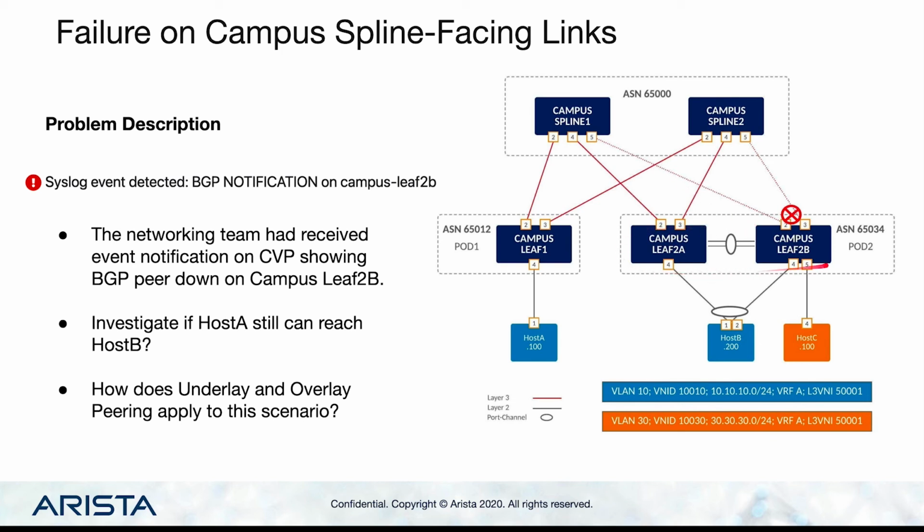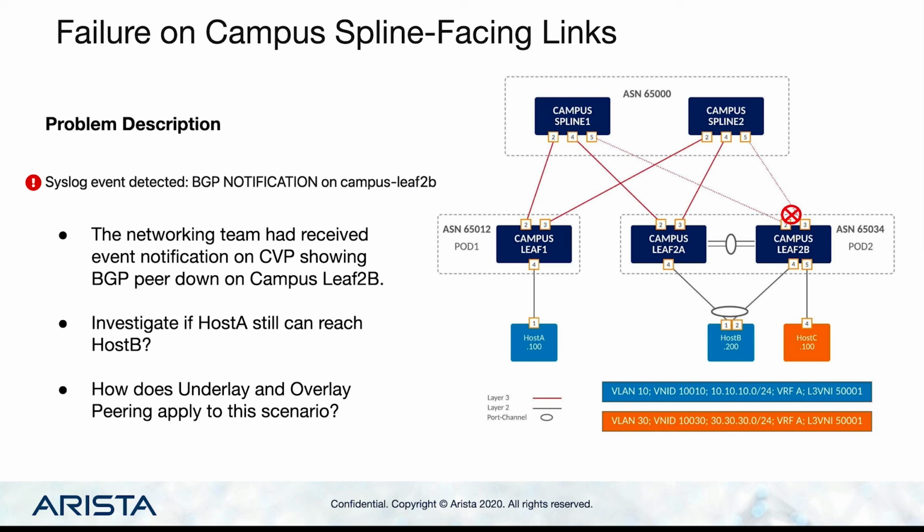Right now, between the two campus leaf peers, leaf 2A and 2B, we have the MLAG peer link, port channel 1000, which is used to synchronize the layer 2 control plane between the two peers. And we also have VLAN 4093 and the SVI associated with this VLAN for IBGP peering between the MLAG peers for the layer 3 control plane.